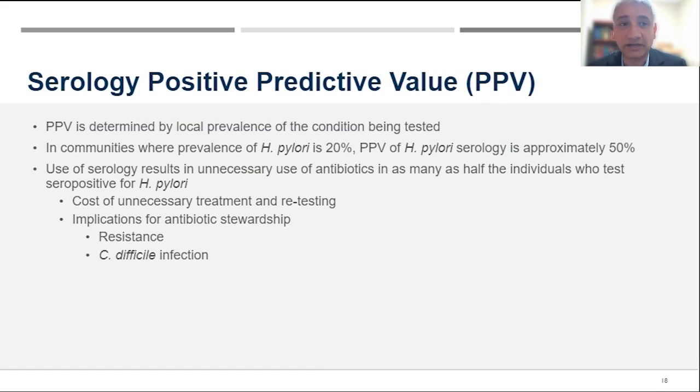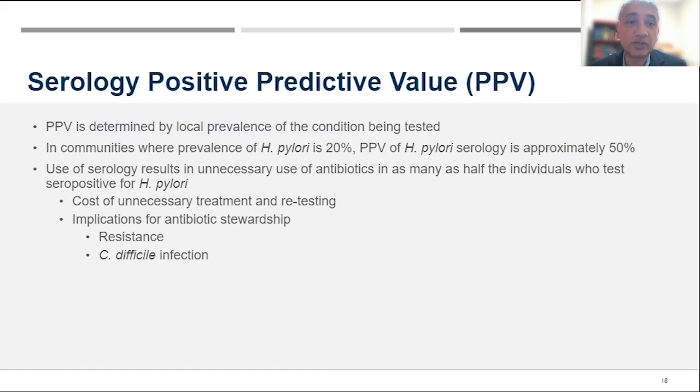Now, there are many communities in the United States where the prevalence of H. pylori is about 20%. So in those communities, the positive predictive value would be in the range of 50%. And this is significant because if you get a positive result on serologic testing in individuals from this population, there is a 50% chance that the test is a false positive. And this has significant implications on the appropriateness of H. pylori treatment and antibiotic stewardship.